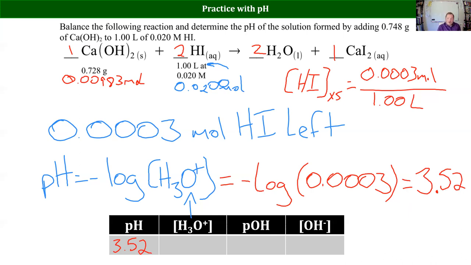Which means we also have everything we need to fill out the rest of it here. Our concentration of H3O+, we already did that, 0.0003 molar. If we want to find pOH, we basically do the same thing to go from pOH to pH. We did 14 equals pH plus pOH. So we're just going to do the same thing here.